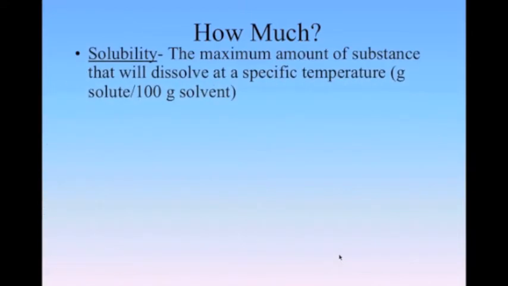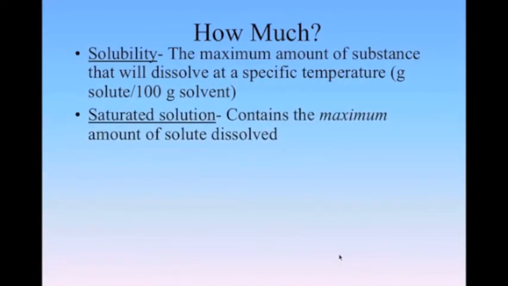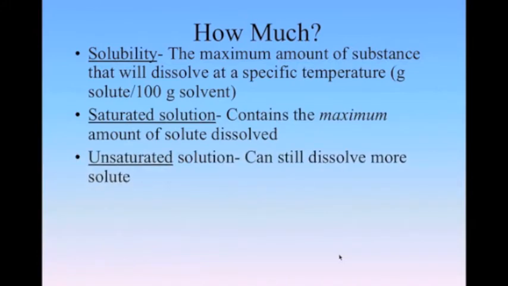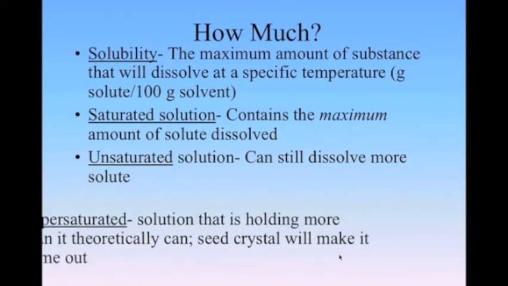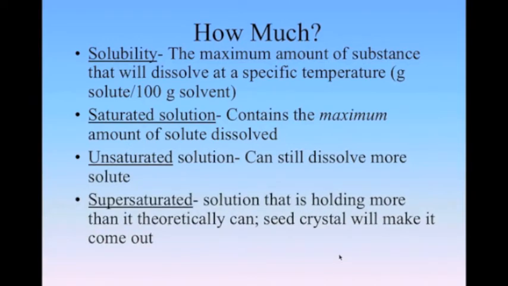Now, when we're talking about how much, we're talking about our solution. Solubility is the maximum amount of substance that will dissolve at a specific temperature. Okay, and solubility, when we do graphs and charts on it, is always grams of solute per 100 grams of solvent. So how much solute can we put in 100 grams of our solvent?